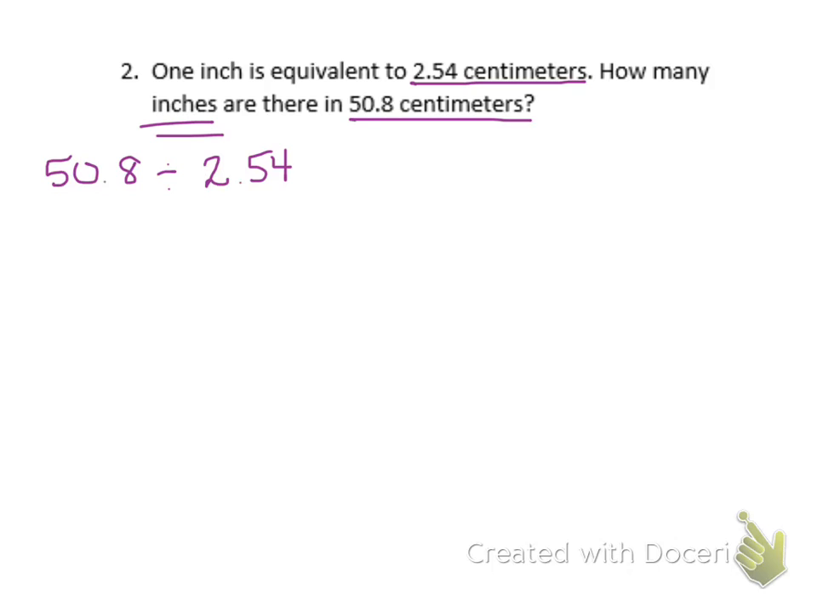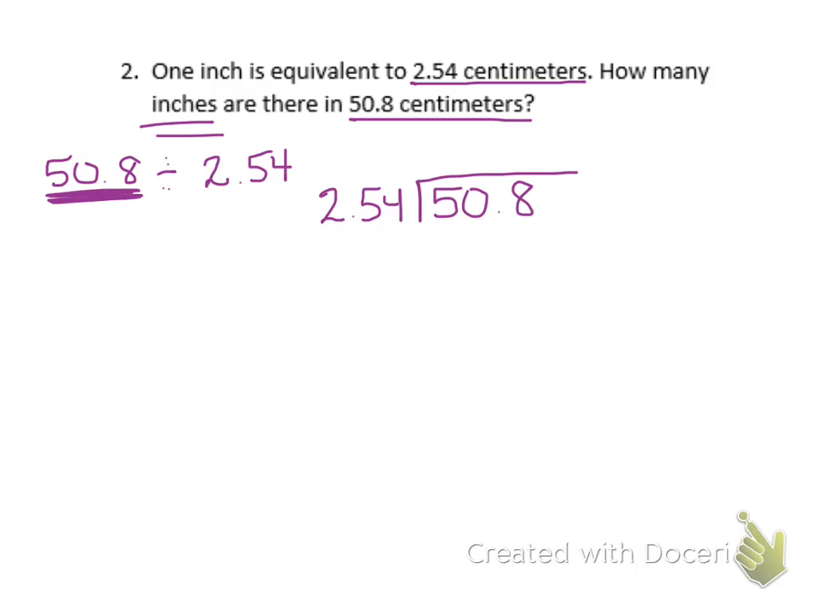Alright, it's very important that we make sure that we put the numbers in order. Okay, so first is like how much we have, the total. So if you have 50 8/10 centimeters, we're dividing that by 2 54 hundredths centimeters. Alright, so let's go ahead and set our problem up. Remember, the first number goes inside the house.